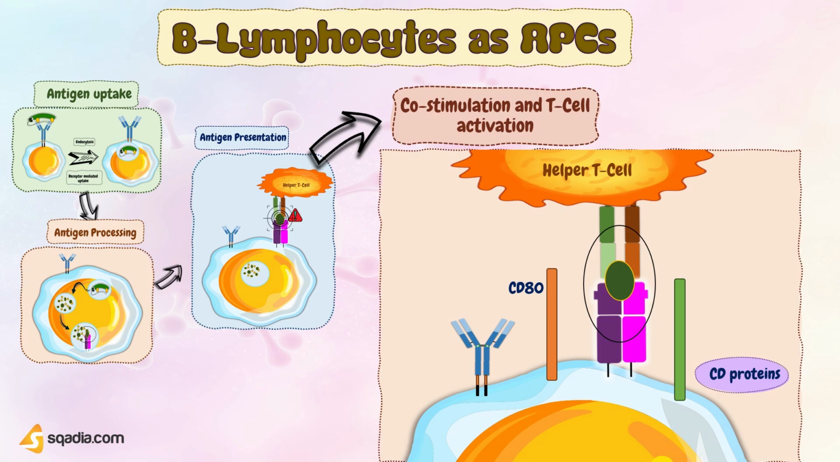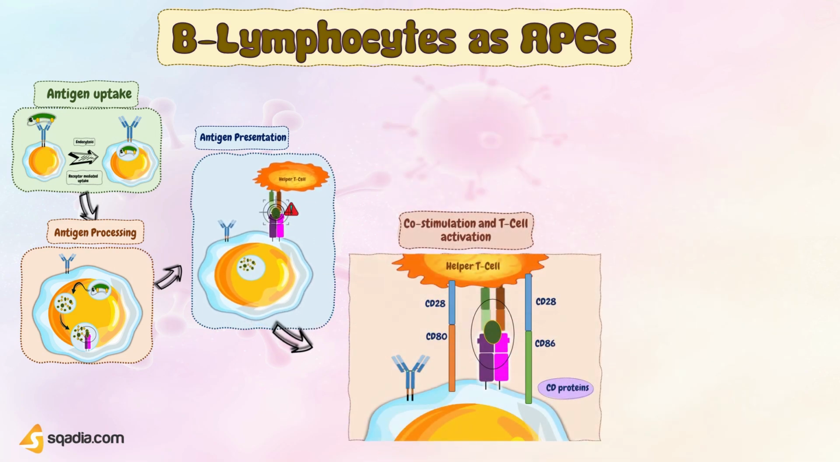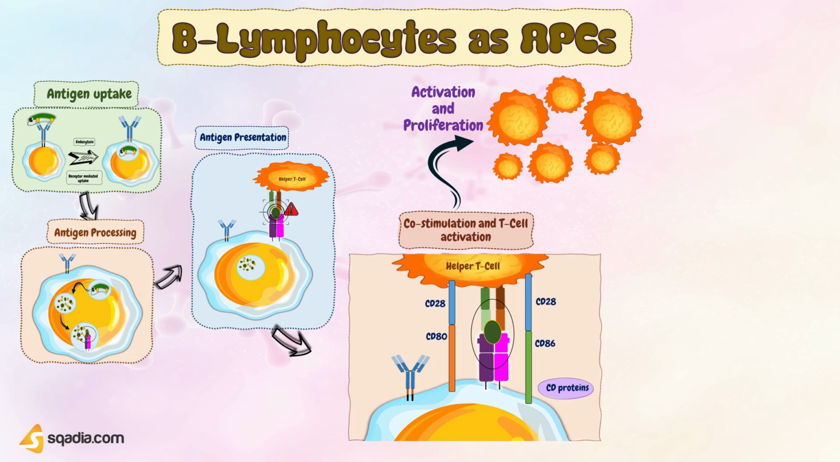The activated B cell then expresses co-stimulatory molecules such as CD80 and CD86 on its surface. These co-stimulatory molecules CD80 and CD86 on the B cell bind to CD28 receptors on the helper T cell, providing the required co-stimulation. This interaction enhances T cell activation and proliferation, leading to the differentiation of helper T cells into effector T cells.